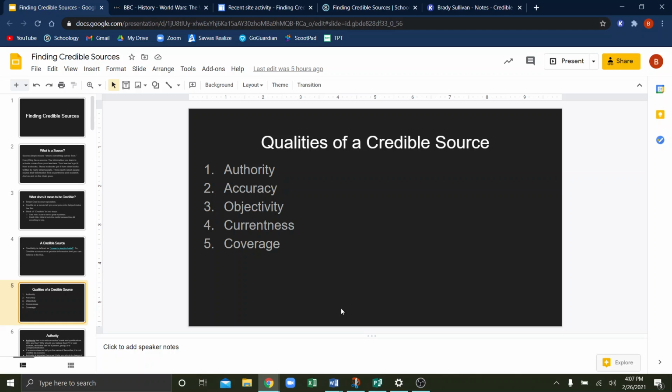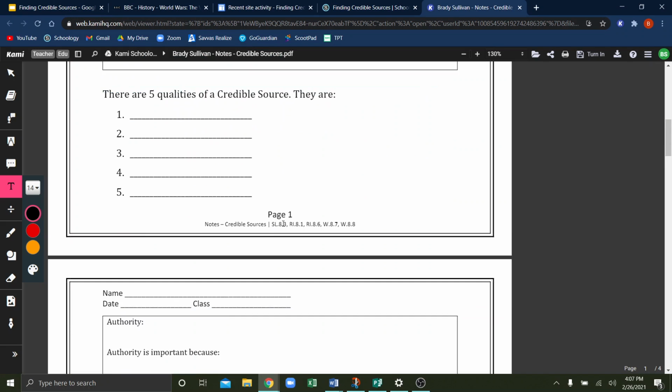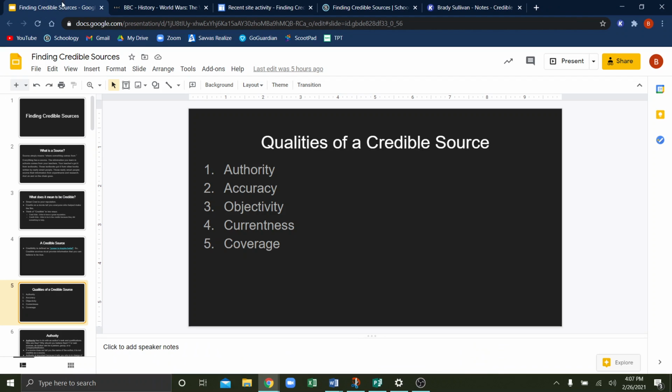Authority has to do with the author. Accuracy, I hope we all know what that means. Something is accurate, it's correct. Objectivity means that you don't have any personal stake in the information. Currentness will also be called currency in this presentation. When I say currency, I'm not talking about money. I'm talking about currentness, how current it is, how recent it is, and coverage. Of course, we should all know what coverage means. So make sure that you've written those down, and let's talk about authority.